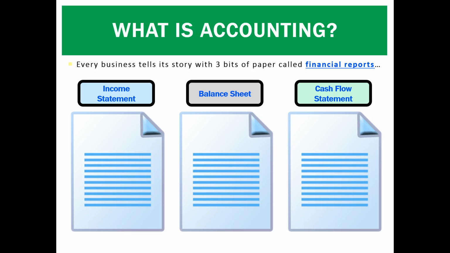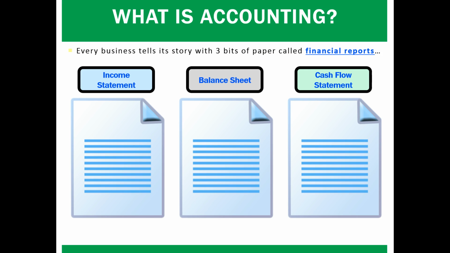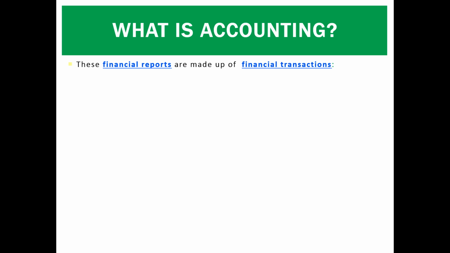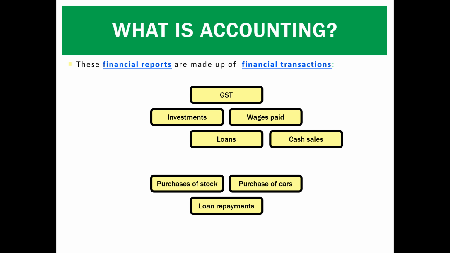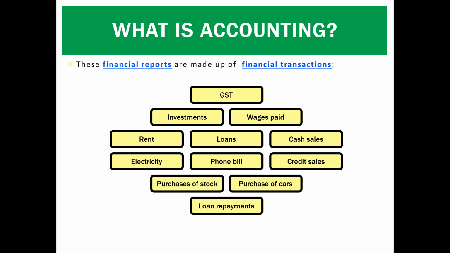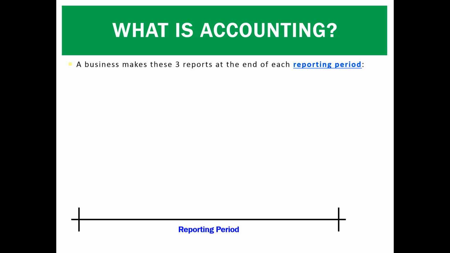It's these 3 reports. So you need to be able to look at them, prepare them, and most importantly, understand them. They're made up of financial transactions. What we say is there are everyday things happening for a business like GST. It's buying stock, it's buying cars, it's repaying loans, it's making sales, and so on. All these transactions on their own don't mean much, but when we put them all together, they tell a story. So what we do is we divide that story into what's called a reporting period. And that period could be a month, it could be 3 months, 6 months, or 12 months.